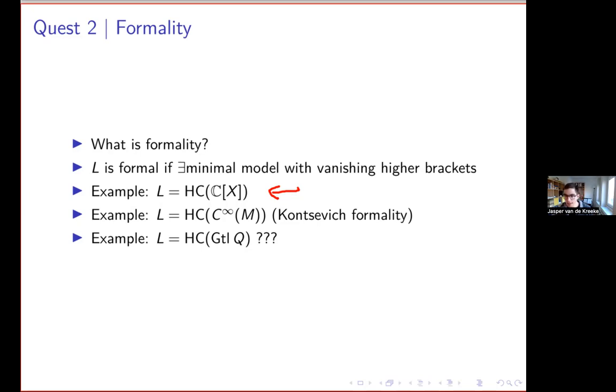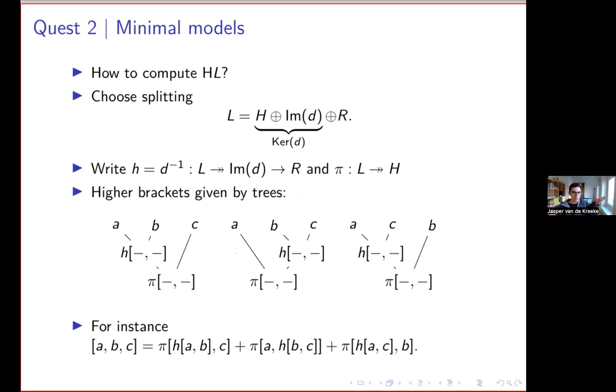Okay, the second example I wanted to mention is the Hochschild DGLA of smooth functions on manifolds. Well, this has been a super important example to study formality in the past century. It was resolved by Kontsevich in 1997. It's called Kontsevich formality. So these kinds of things are also formal. Now, is the Hochschild DGLA of gentle algebras also formal? We will see that this is the case, but first, let us see how you can actually prove such things are formal. So how to compute minimal models, right?